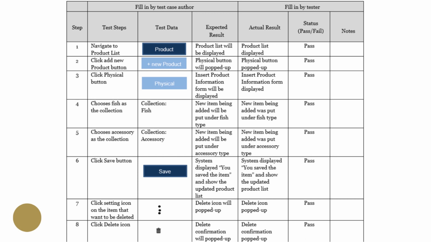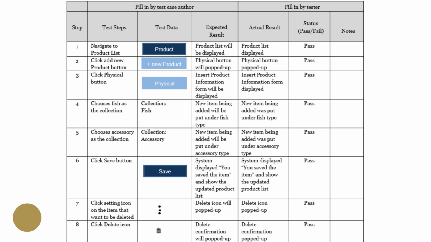Then the fourth step is to choose fish as the collection. The test data will be fish, and then the new item being added is put under the fish type. The next step is to choose accessory as the collection. The test data will be accessory, and the actual result is we get the new item being added put under the accessory type. Then we click on the save button. The test data will be the save button. Actual result, the system displays that you saved the item and shows the updated product list.